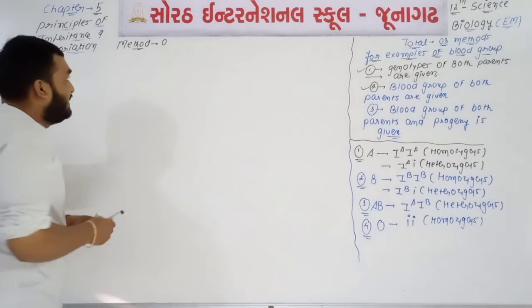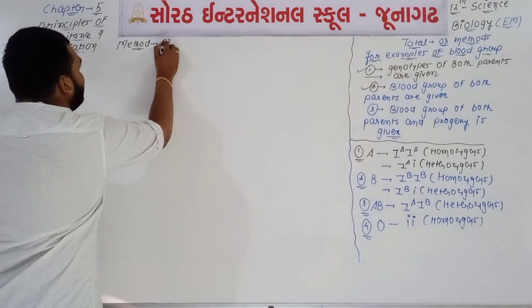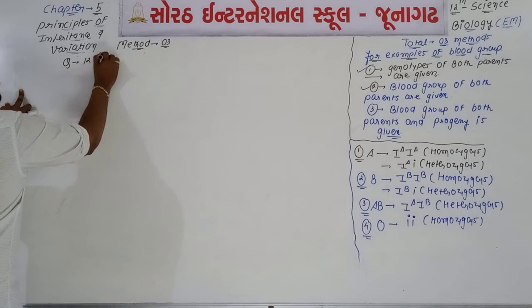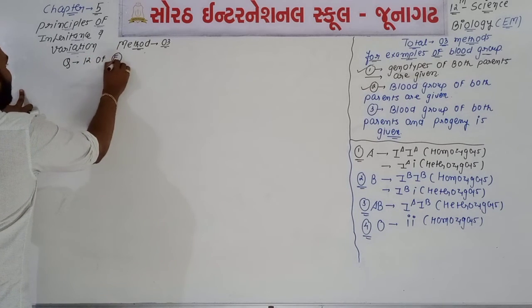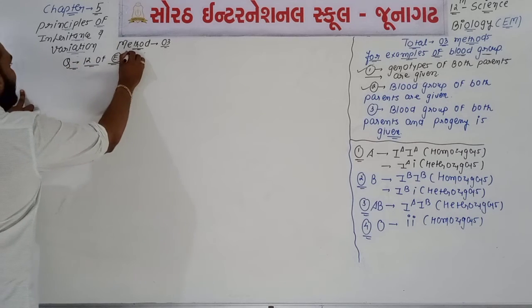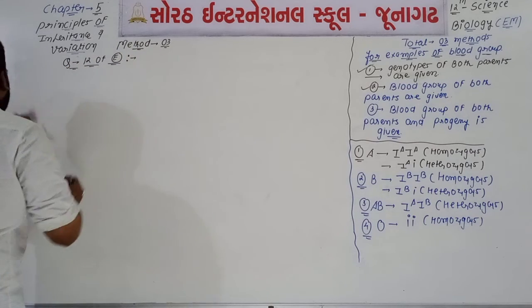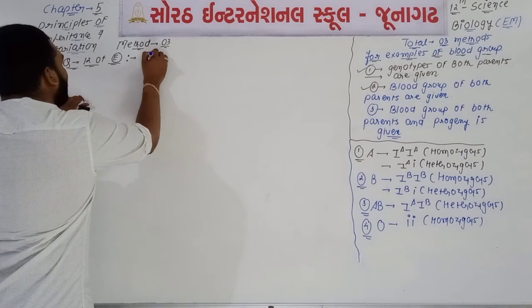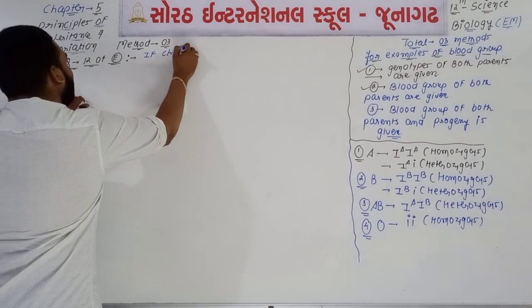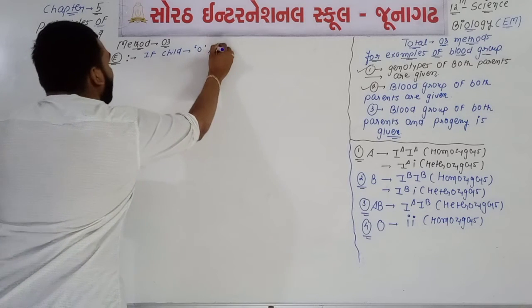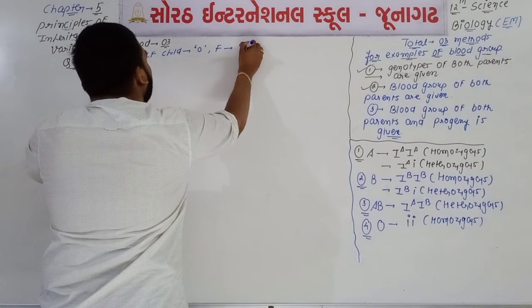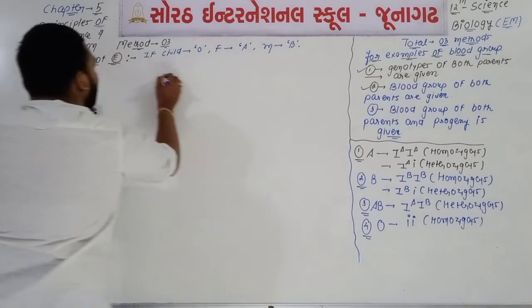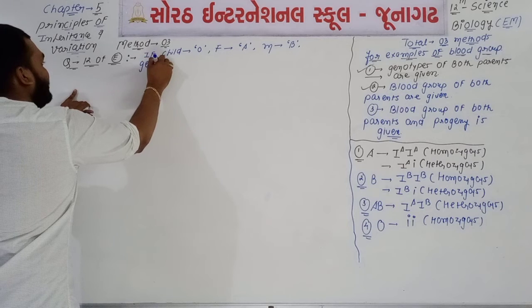There is one problem in question number 12 for method number 3, and we will talk about question number 12 of the exercise in your textbook. For this method only one example is required. According to your textbook, the problem is like this: if the child has blood group O, the father has blood group A, and the mother has blood group B, then what is the genotype?